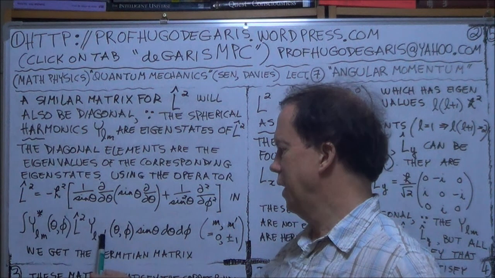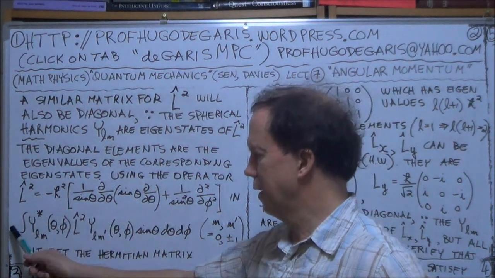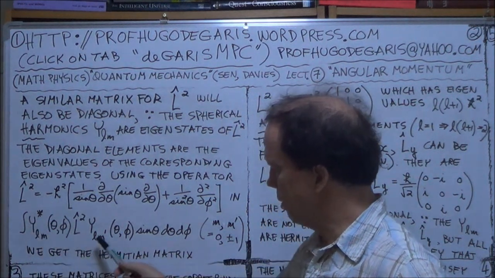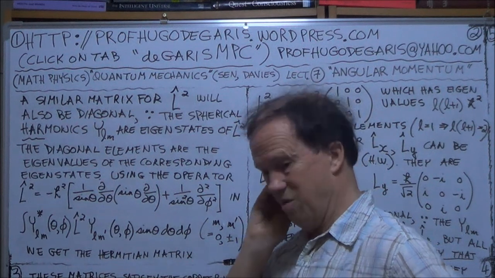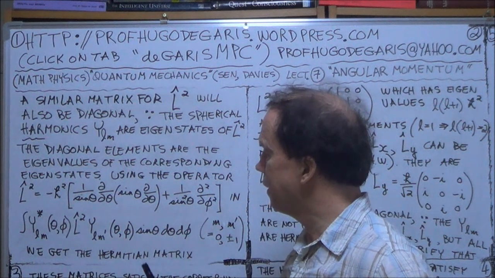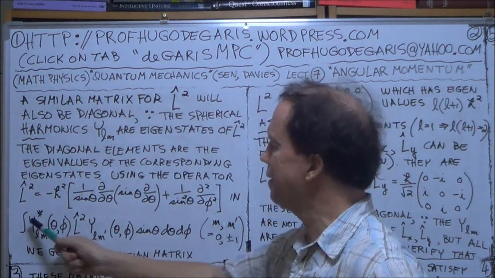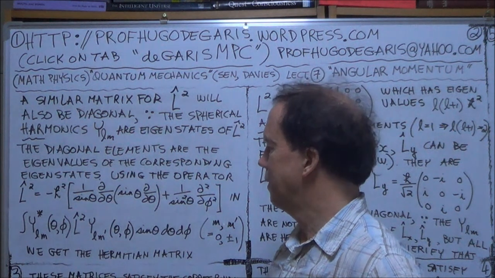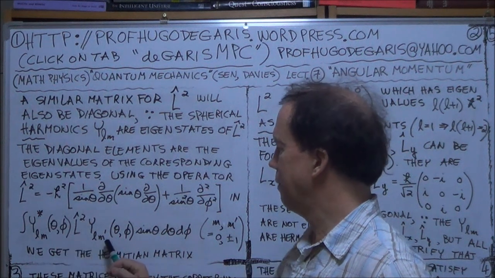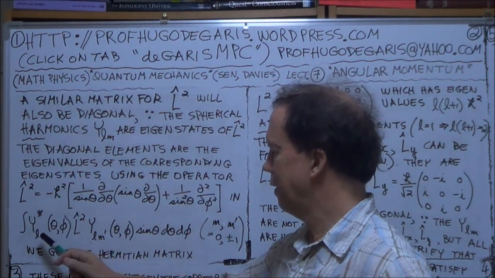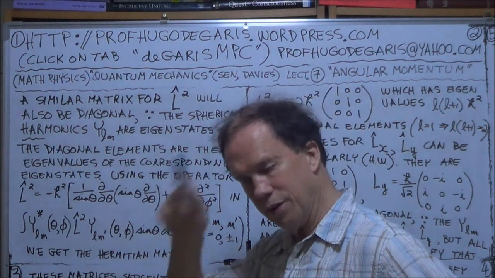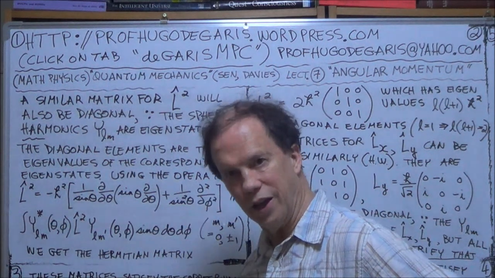The m dashed here is just a constant, so you can bring it outside the integral, and then you've got this spherical harmonic and this spherical harmonic. These spherical harmonics are orthonormal, right? So the matrix element that corresponds to this will be 0 when m and m dashed are different, and non-zero when m and m dashed are the same. That corresponds to a diagonal element, an element along the diagonal of the matrix.